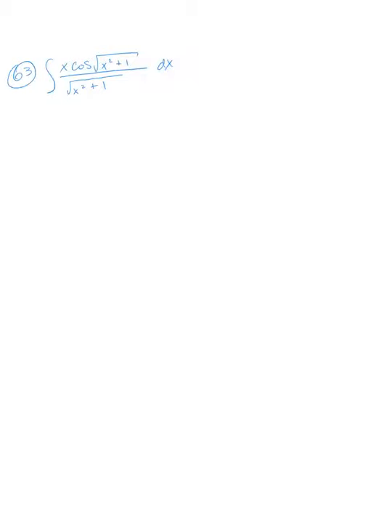Okay, this one definitely looks like a u substitution because I have a composition, and the inside of that composition is x squared plus 1, and the derivative is 2x, and an x also shows up in my integrand. So u, I'm going to let be the inside of the composition, x squared plus 1. du dx is 2x, which means that dx is du over 2x. So my integral becomes x times the cosine of u over u.